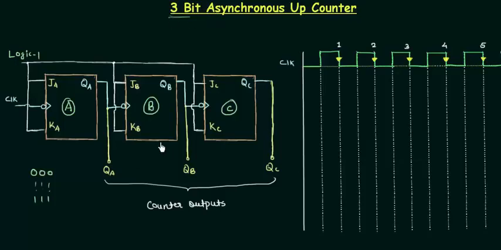On the left hand side of the screen you can see the circuit for it. In this I have used 3 flip-flops A, B, C, and the main clock is given. You can say that the external clock is given to the A flip-flop, and then the output of the flip-flop A, which is QA, is given to the B flip-flop, and then again the output of the B flip-flop, QB, is given to the C flip-flop. In this way the clock has been given to the different flip-flops.